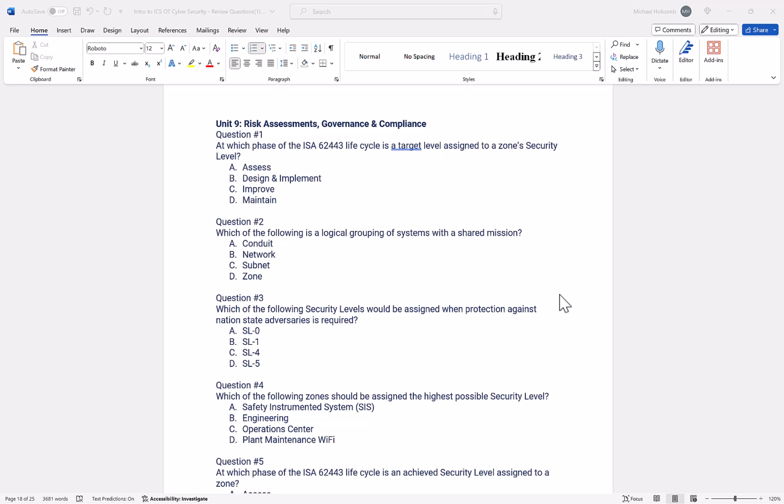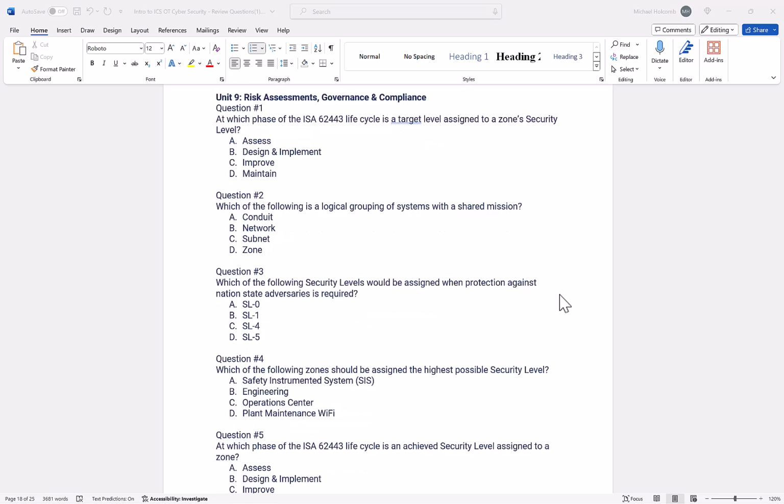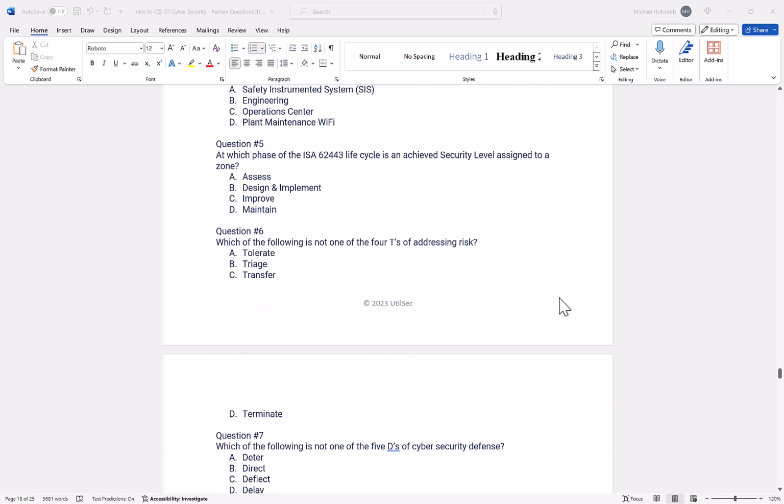So question 4, which of the following zones should be assigned the highest possible security level? Out of all of these, it's always going to be the SIS, the Safety Instrumented System. Remember, that's the controls we use to shut down the plant if there's ever a fault condition that could result in some type of physical or environmental or availability issue. But if it ever comes down to someone getting hurt or killed or the environment being harmed, it's automatically a critical issue. It has the highest security possible, or the highest possible security level. That's the SIS, A. We're going to say the SIS is a zone.